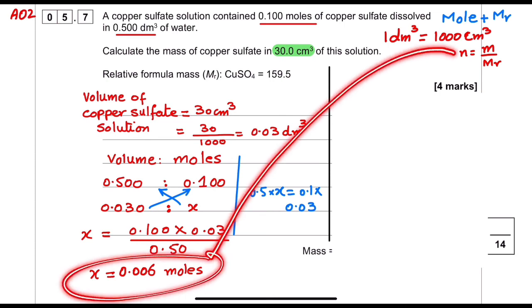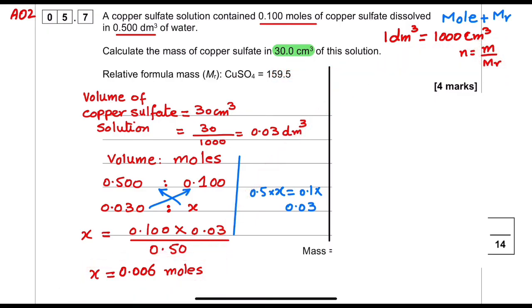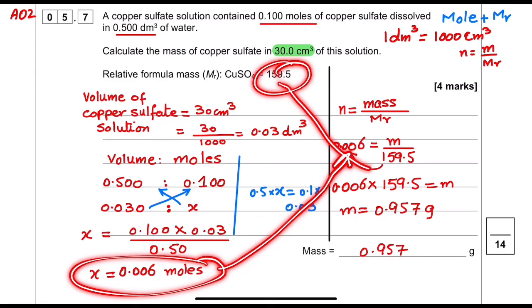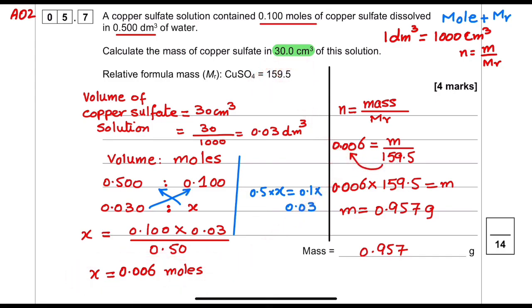We're going to use the number of moles here. Mr is already given here. We can find the mass of copper sulfate. Let's see the following calculation. We use the number of moles here, and Mr of copper sulfate is given here. We use them in our formula; Mr goes to the other side and multiplies. So the mass of copper sulfate dissolved in 30 cm cube of the solution is 0.957 grams.